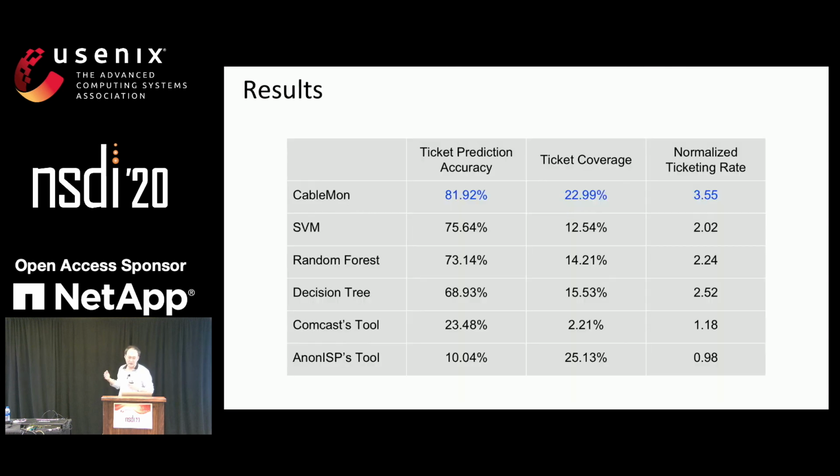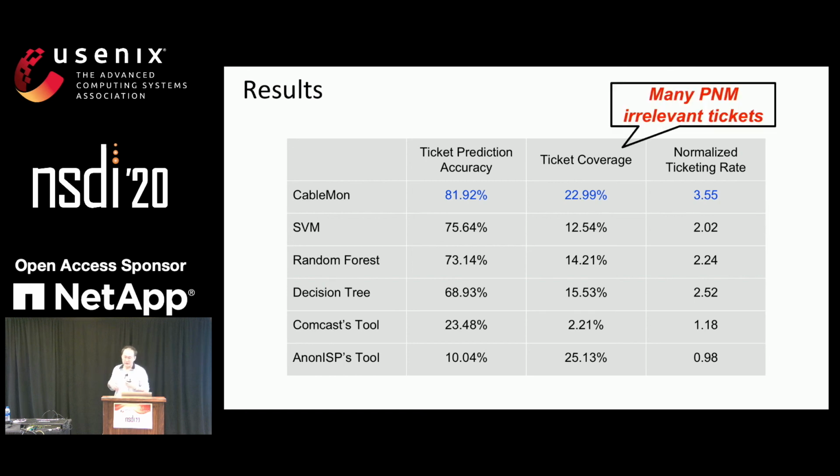This table shows the results of these three metrics, and we can find that CableMon did pretty well for all the three metrics. We also examined the ticketing coverage because the number is not high enough, and we found that even after filtering the tickets, there are still many PM irrelevant tickets, and we also confirmed these results with the ISP's expert. Note that the ISP tool achieves a slightly higher ticketing coverage here. However, it is at the cost of a pretty low ticket prediction accuracy and normalized ticketing rate.